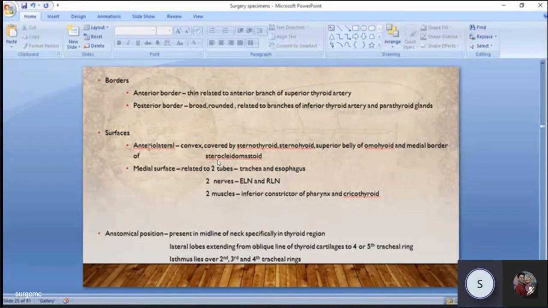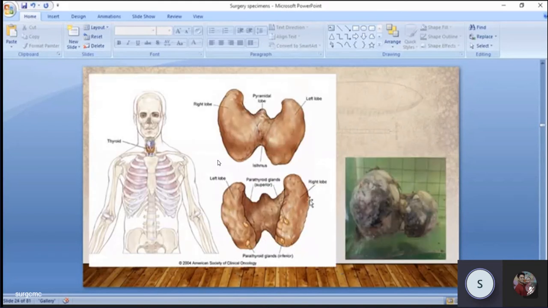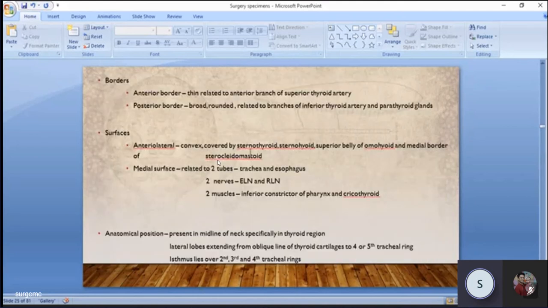So what are the surfaces? Anterolateral surface and medial surface. The anterolateral surface is the outward one. This is the anterolateral surface and this is the medial surface. It is usually convex, covered with sternothyroid, sternohyoid, superior belly of omohyoid, and the medial border of the sternocleidomastoid muscle.